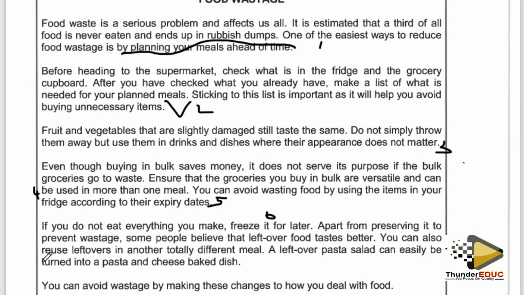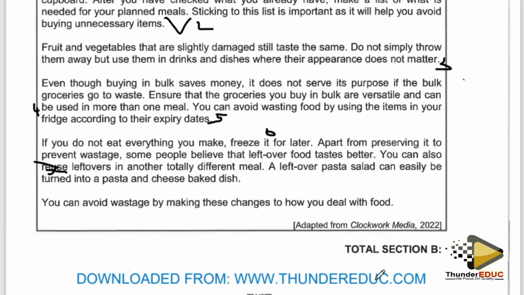You can also reuse leftovers in another totally different meal. That's our number 7. Right, those are our 7 points. This one that says a leftover pasta salad can easily be turned into a pasta and cheese baked dish is actually an example that is explaining how we can use leftovers in another totally different meal.